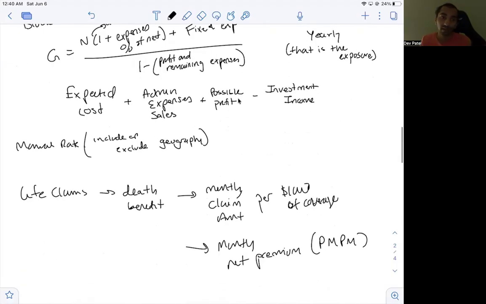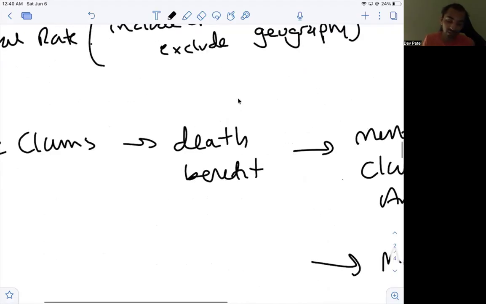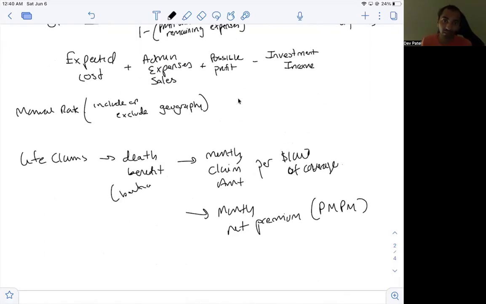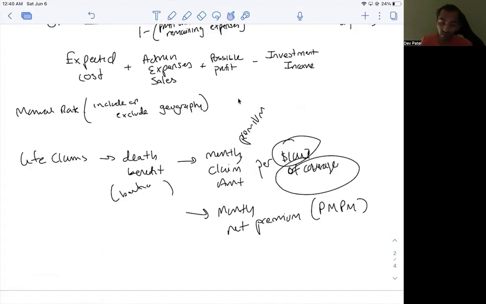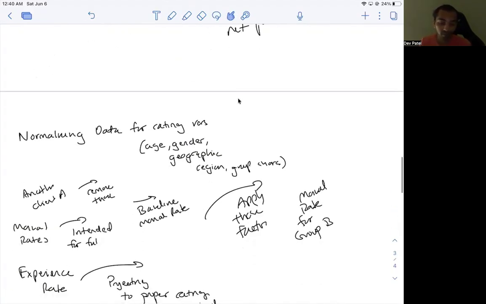And now, just going over life claims in general, you have your death benefit, which is the amount your beneficiaries will get upon your death, which is typically funded by a premium amount that is paid monthly. And it's given to us as per $1,000 of coverage. And it's the monthly net premium, which we also call PMPM.